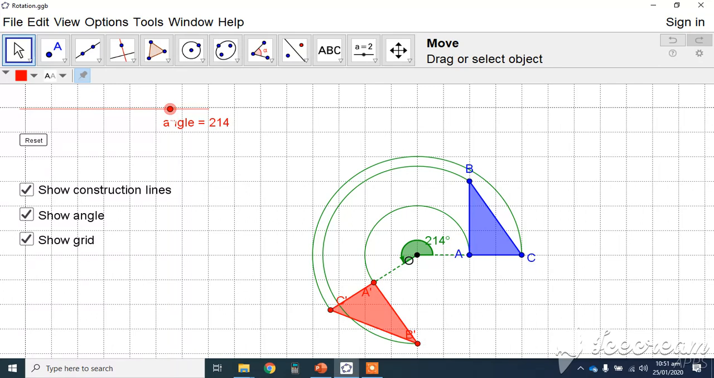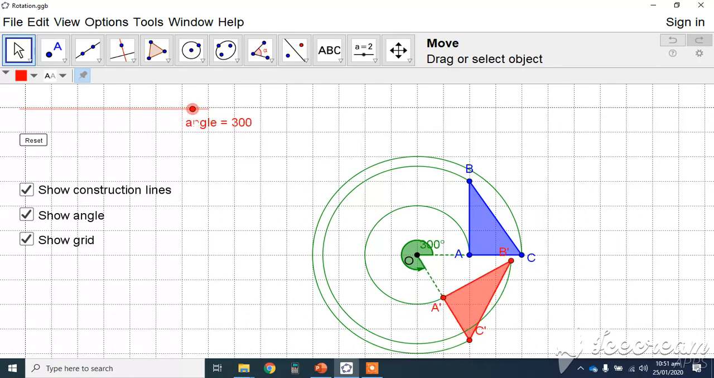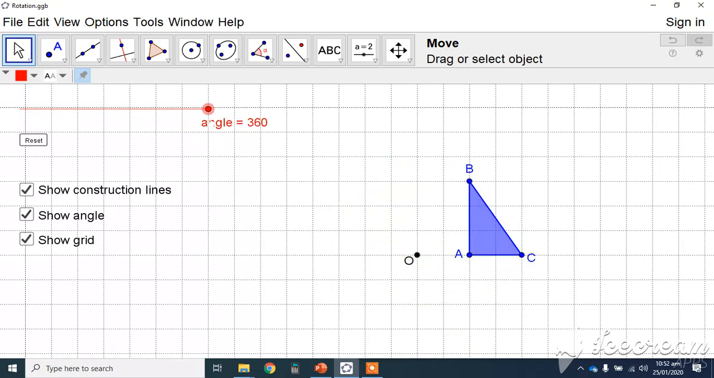And as I keep going, I'll get to 270. Let me keep going and stop at 270. That's 3/4 of a turn. And if I keep going back to the start, I'll end up back at the beginning after 360 degrees.